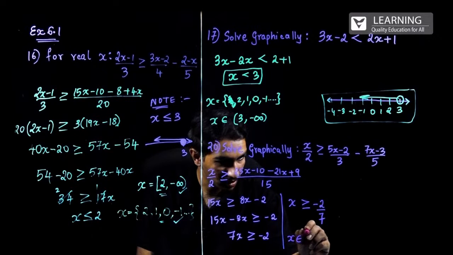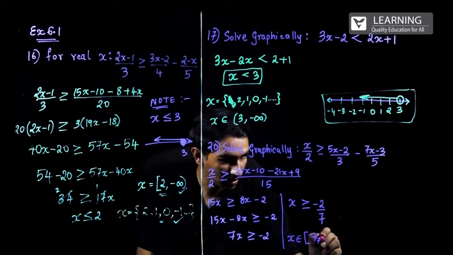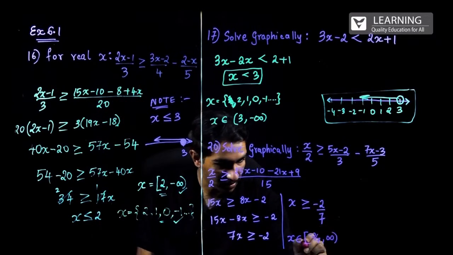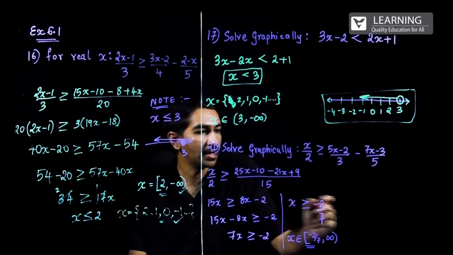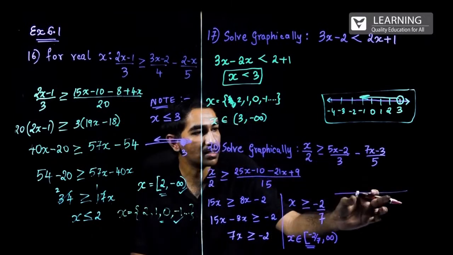Belongs to the open bracket minus 2 by 7 comma, greater than, so plus infinity, curved bracket. So this is in the form of intervals. Now we have to show this graphically also, right? So draw a graph, or this is not graphically, this is a number line, students.